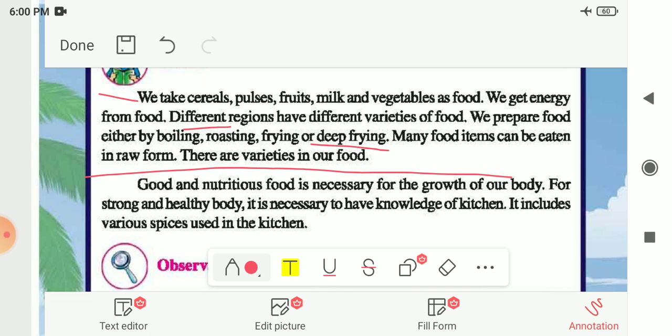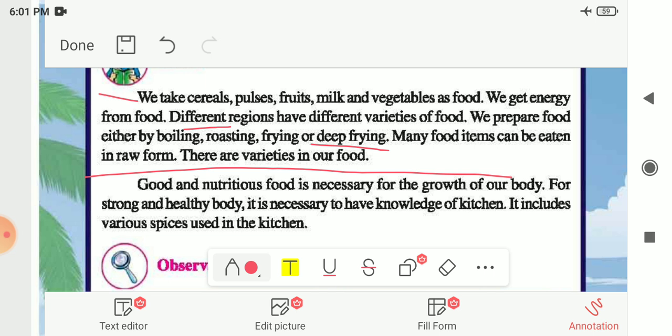The last one is deep frying. In that we heat a large amount of oil in the vessel, and then we add our food items to that oil and cook them. Examples of the deep frying method are samosa and pakodas. So these are the different methods to cook food.